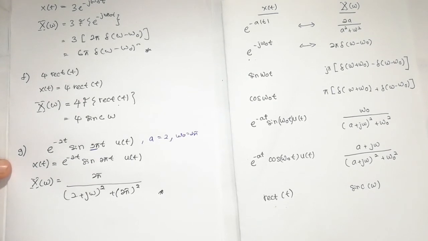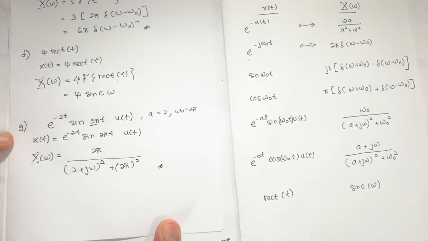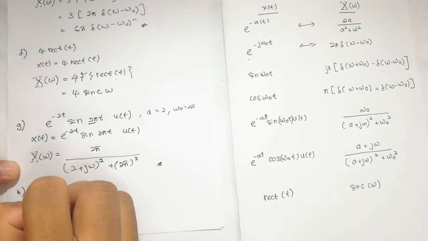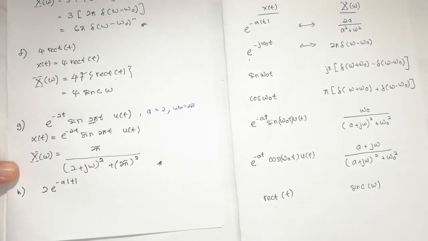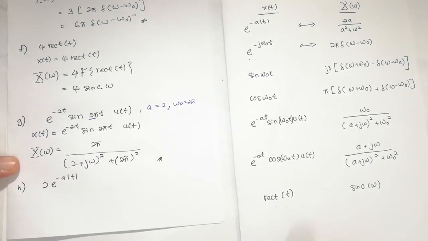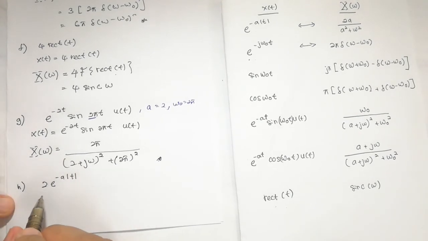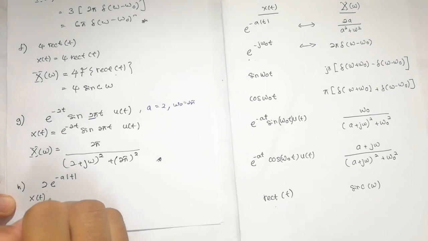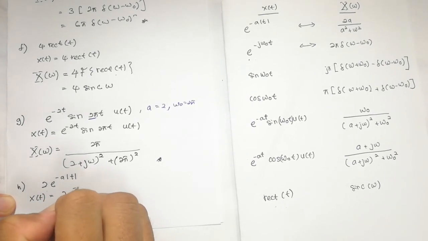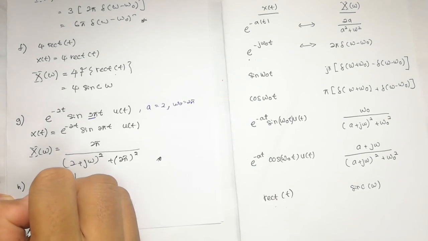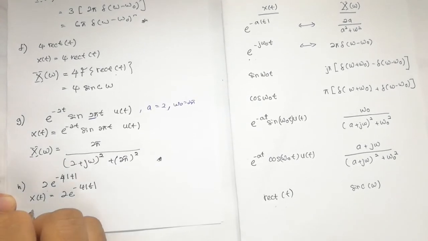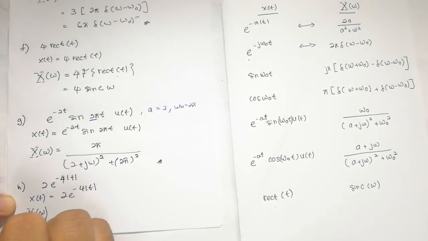Let's do the last question. We have h over here. We have, for example, 2 e^(-a|t|). What will be the Fourier transform for 2 e^(-a|t|)? Of course, we can represent this as x(t) equal to 2 e^(-4|t|), where I choose a equal to 4. So our Fourier transform will be X(omega) for this signal.